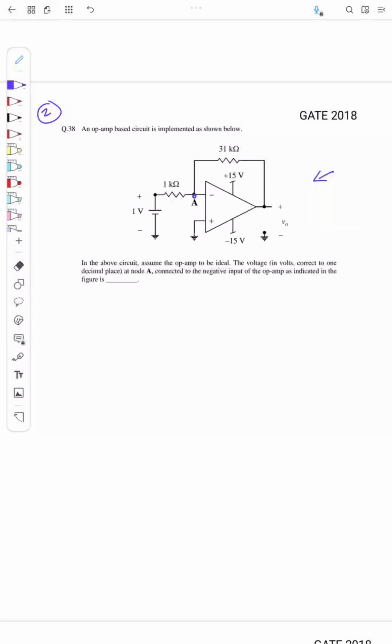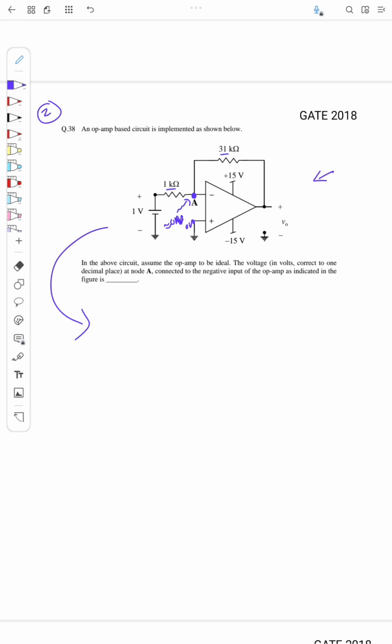As you can see, it's an inverting amplifier, right? There is an input resistance of 1k, and at feedback we have 31 kilo ohm, and this node A is connected to the inverting terminal of the op-amp. So the question is to find the voltage at A. Since it's an inverting configuration, definitely we will feel that since this is 0 volt, this may be 0 volt because of the virtual ground concept, right? So we will just analyze that. Okay, in that case we will analyze.